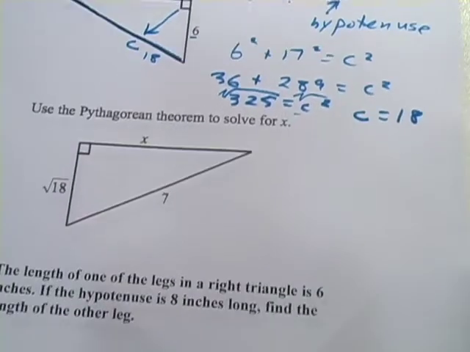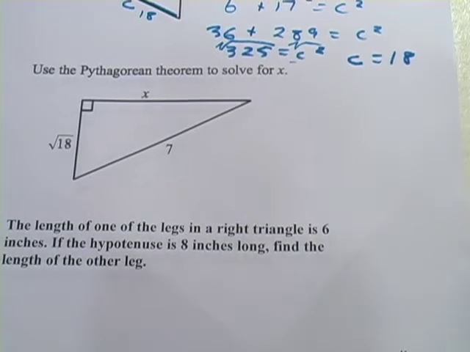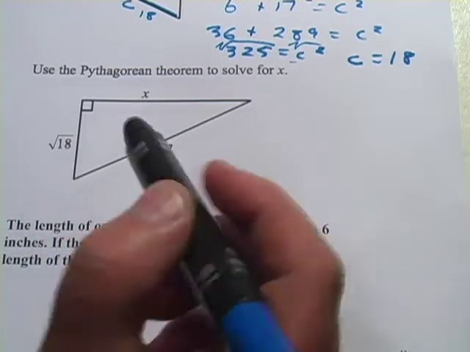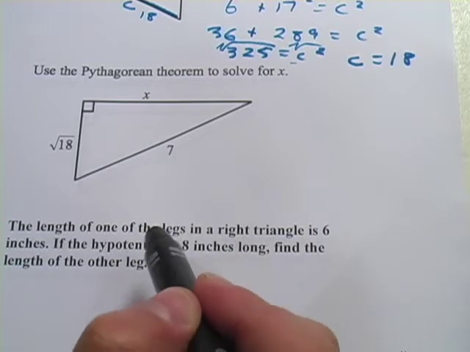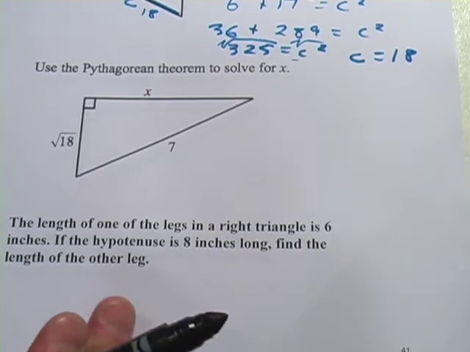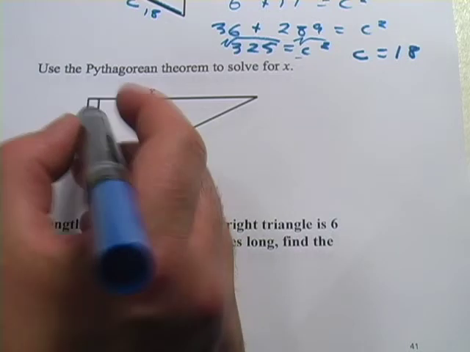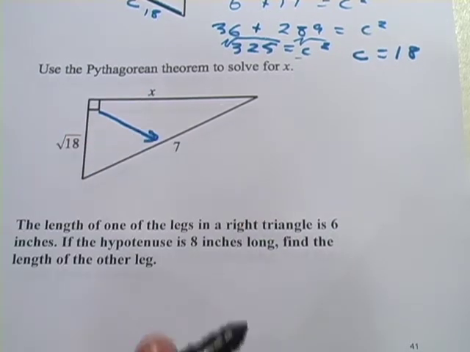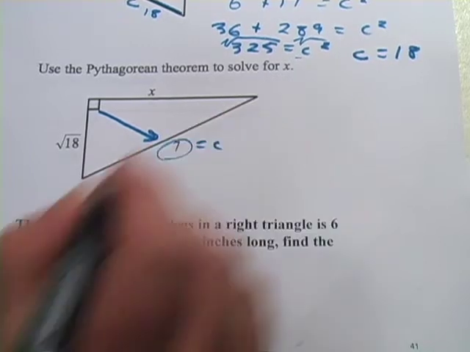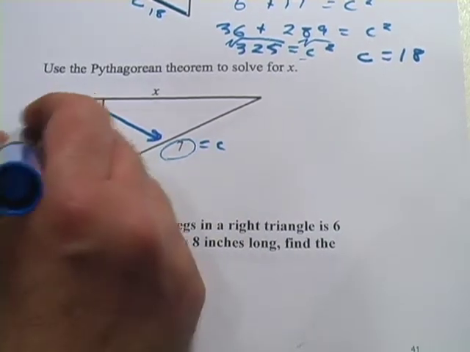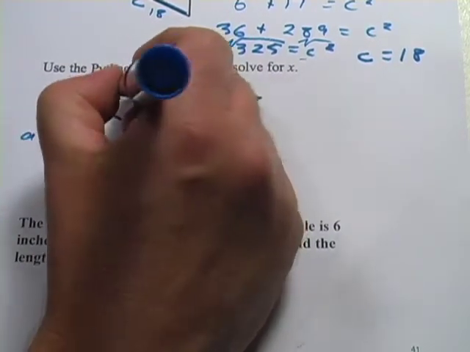Let's try another one. This one says, use the Pythagorean theorem to solve for x. And the first thing you should do when you look at a problem like this is figure out which side is the hypotenuse. And the hypotenuse is going to be the longest side, and it's going to be the side that's opposite of the right angle. So our hypotenuse is 7, so that's C, and we could call this A, and we could call this B.